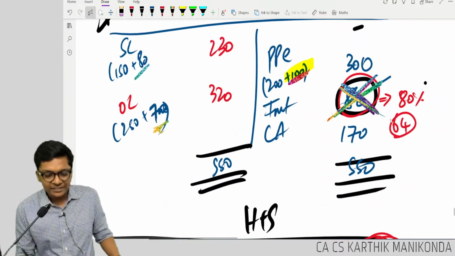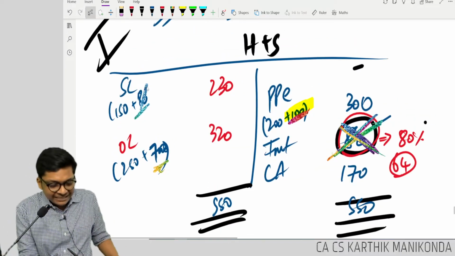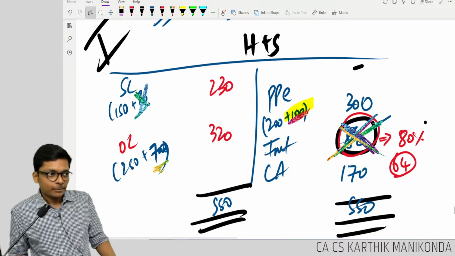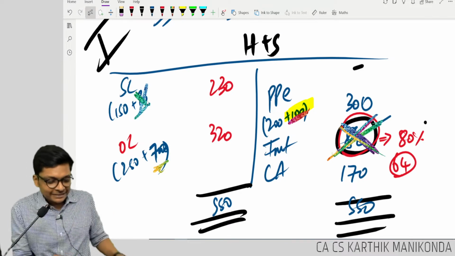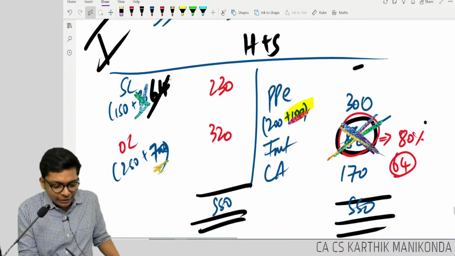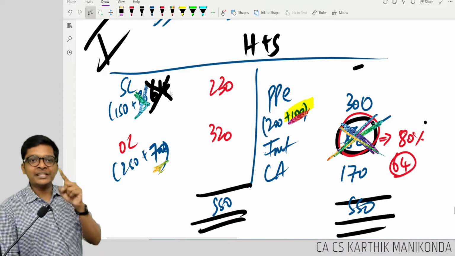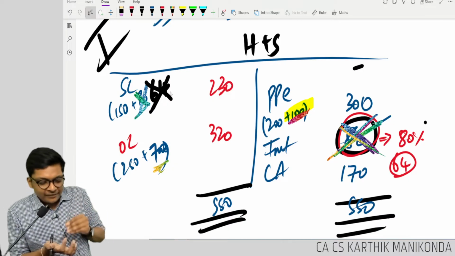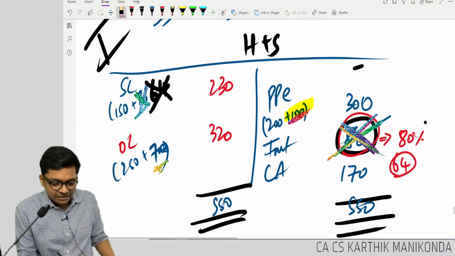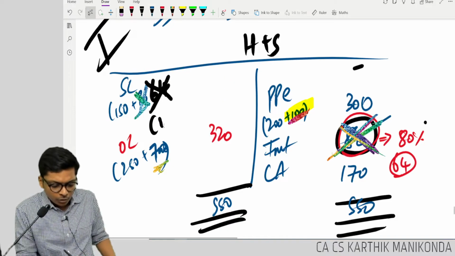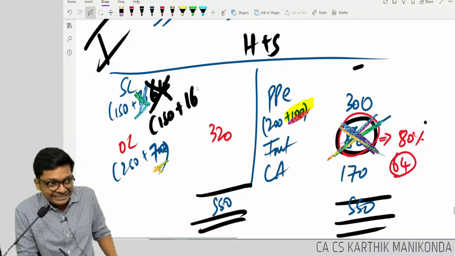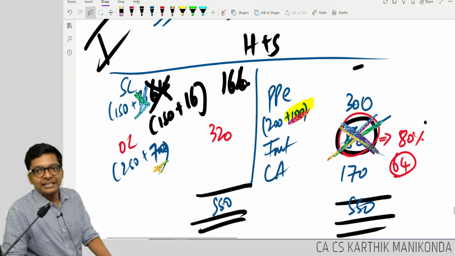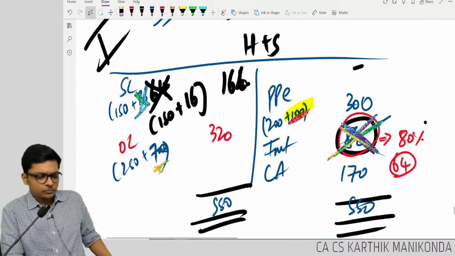So I have to knock off this 80, but when I am cancelling in shares, I can't cancel 80 because this 80 represents only 64. So I can cancel only 64. Are you getting that logic, guys? Because 80 represents 64, I will cancel 64. My revised share capital will now be 150 plus 16, which is 166. Are you following, guys?